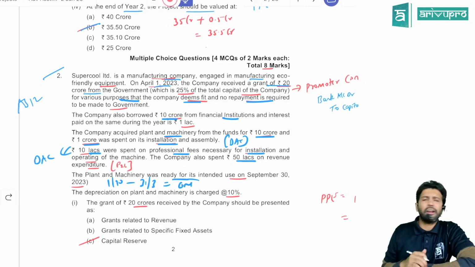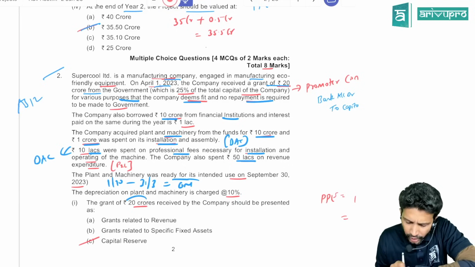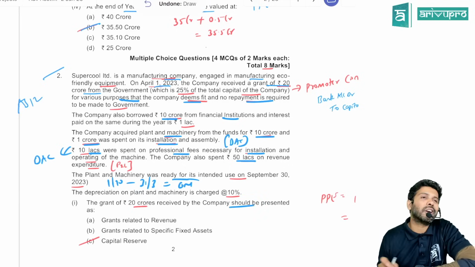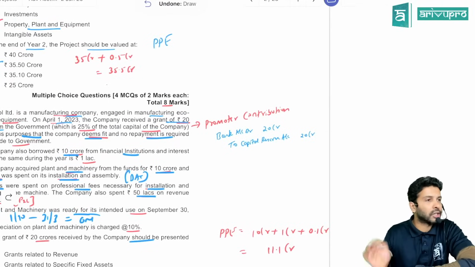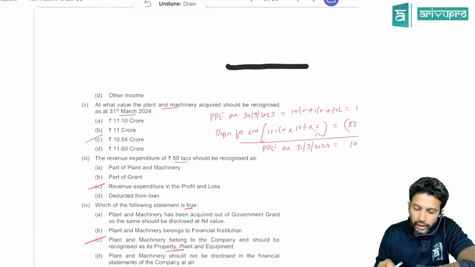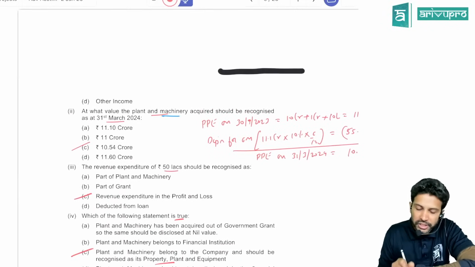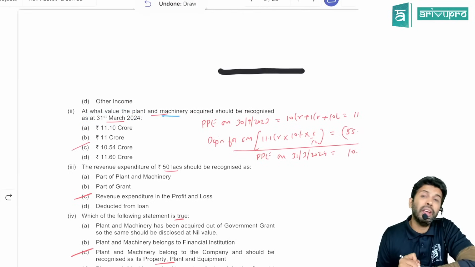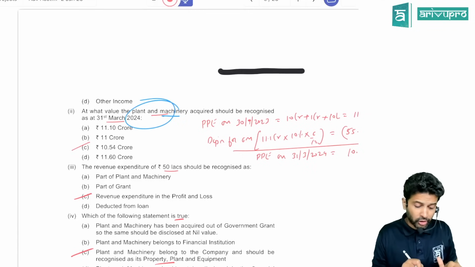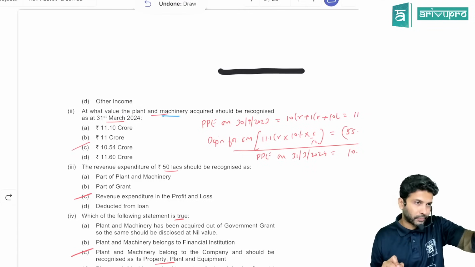So let's read the case's requirement. How should this grant of 20 crore be presented? Where will you show this grant? As capital reserve. I called out the journal entry also for your reference. Now they are asking what is the value of plant and machinery not on 30th September but on 31st March 2024. That means they are asking the value of plant and machinery at the end of the year.